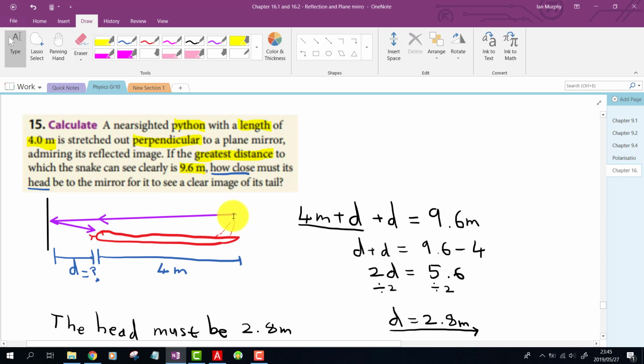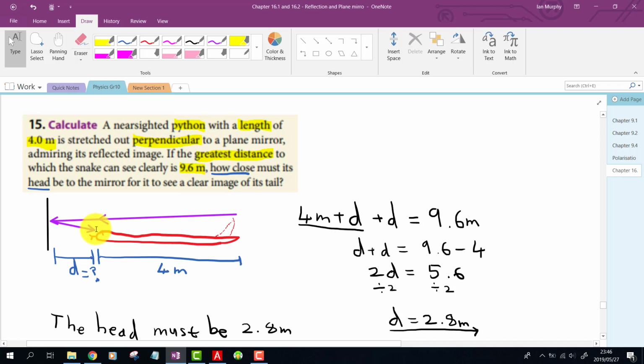We know that light travels in straight lines. So the light travels from the end of the snake to the head of the snake on its way to the mirror. Pretend that there is no angle. Then how far did the light travel? It traveled 4 meters because the snake is 4 meters long. That's why that purple arrow is there. Then it travels another distance of D. We don't know what that value is yet. Then from the mirror to the snake's eyes, it travels a distance D again.